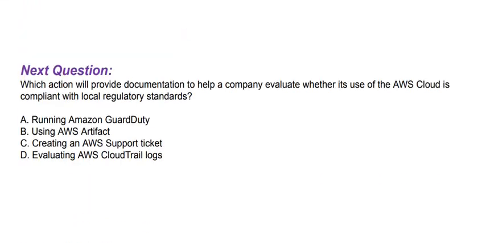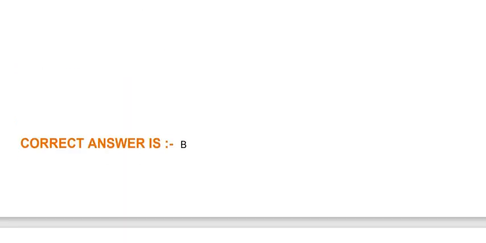Next question is, which action will provide documentation to help a company evaluate whether its use of the AWS cloud is compliant with local regulatory standards? Option A, running Amazon GuardDuty. Option B, using AWS Artifact. Option C, creating an AWS Support ticket. And option D, evaluating AWS CloudTrail logs. The correct answer is option B.